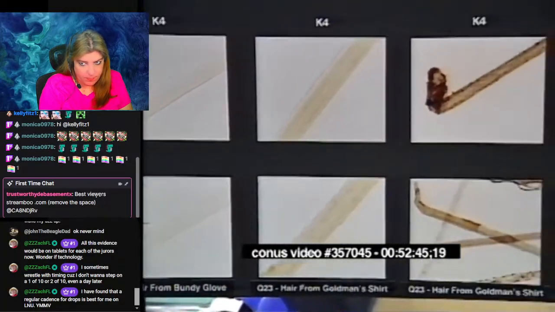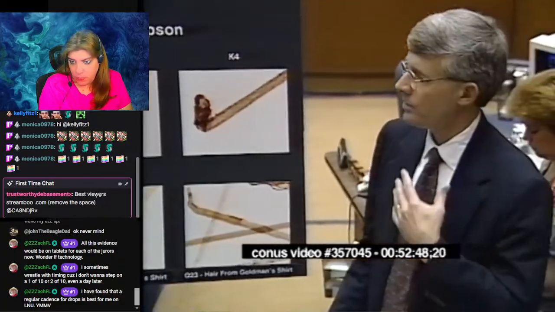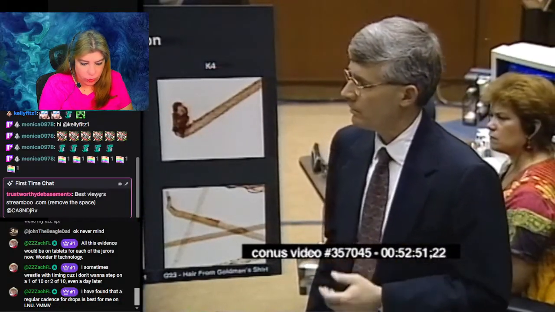When you say the base of the hair, what end is that? That's proximal, nearest to the skin. To the scalp? That's right, where it's attached.